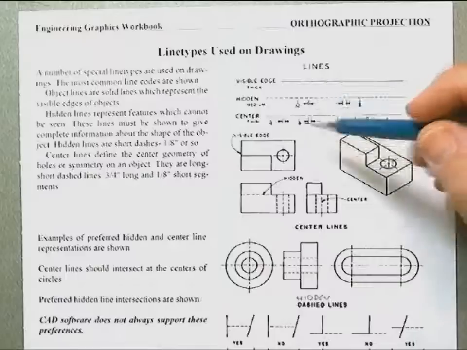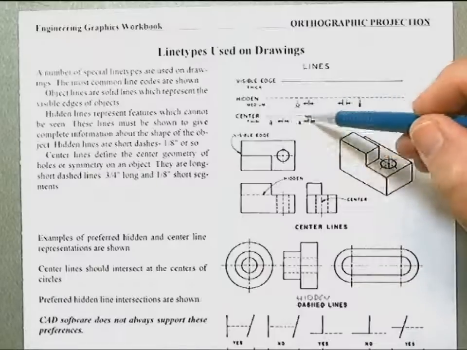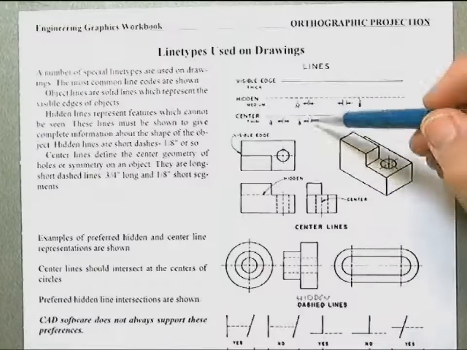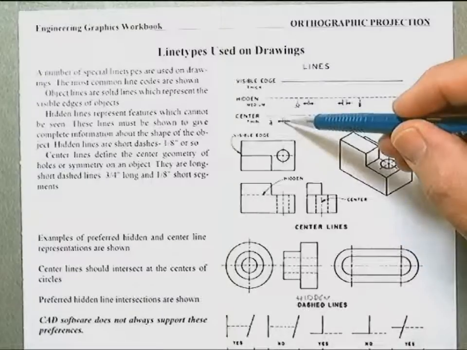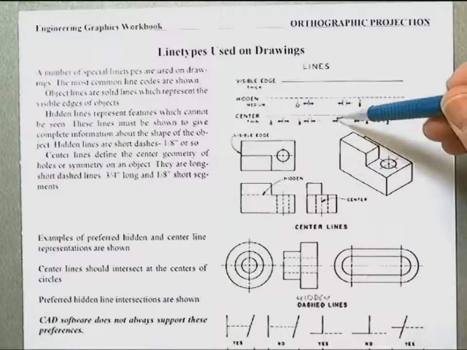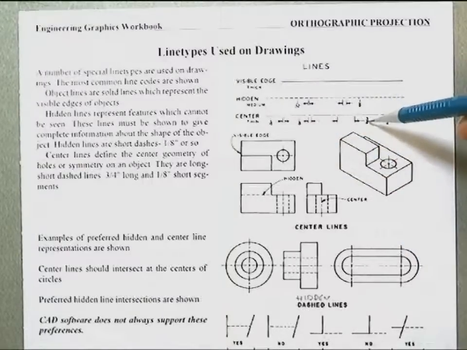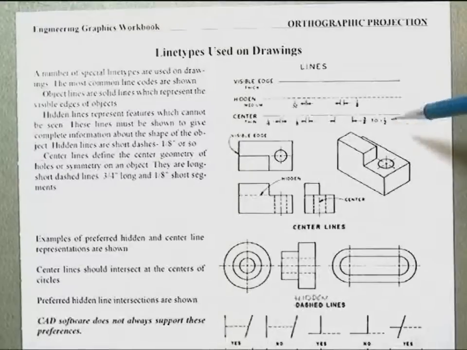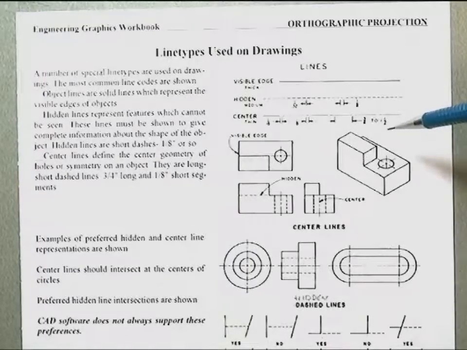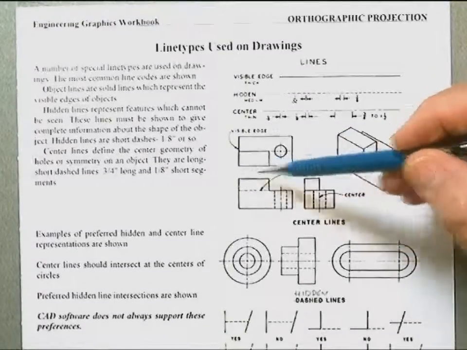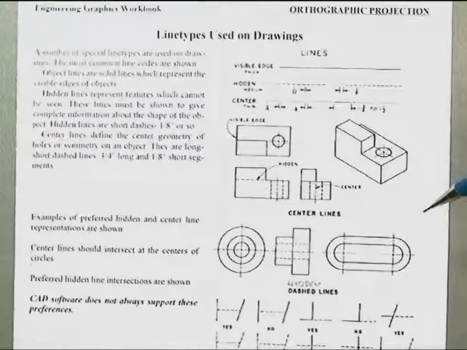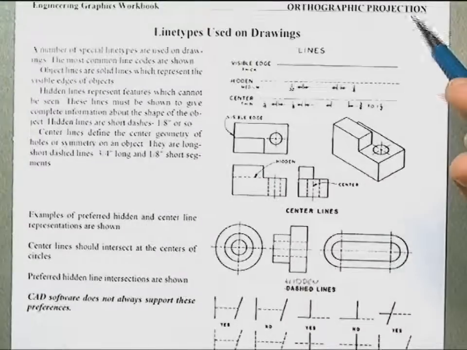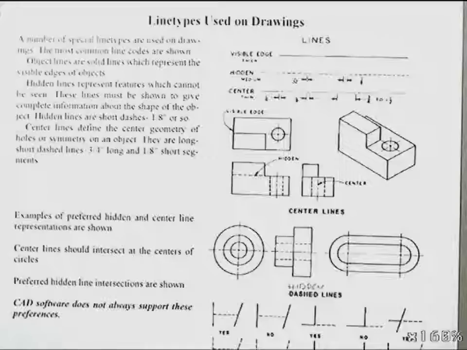Center lines have a long dash, short dash. The short dash is 1/8, the gap is a 1/16, and the long dash can be anywhere from 3/4 to 1.5 inches. Visible edges do just that. They tell the visible edge of the part.